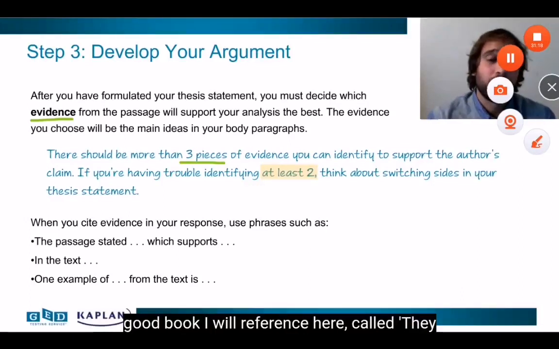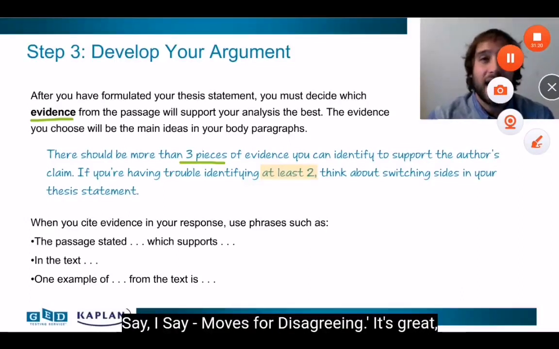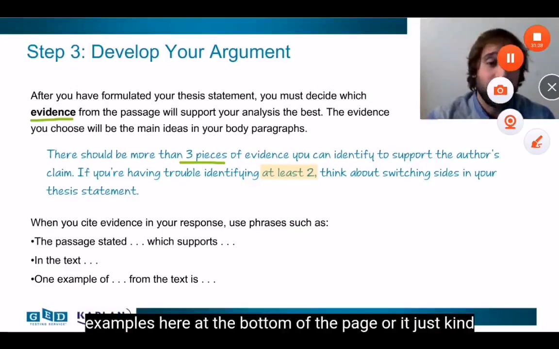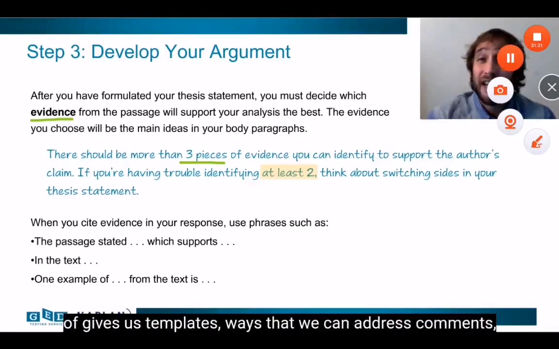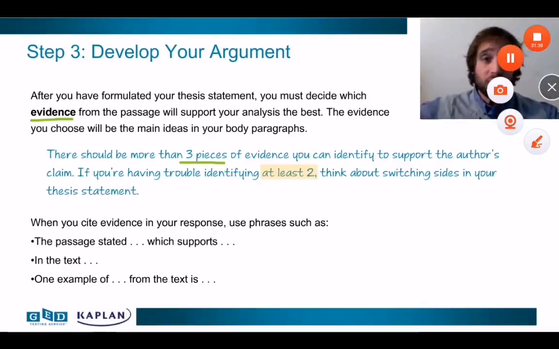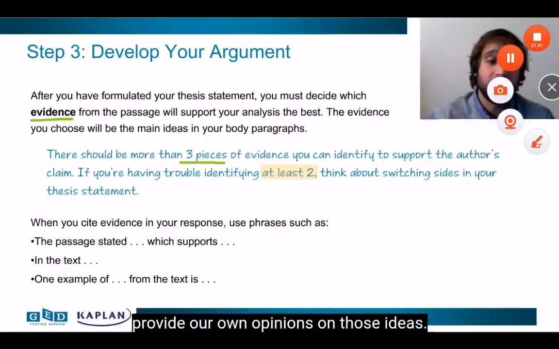Okay, so one of the things I absolutely love is having ready-made sentence structures. There's actually a really good book I'll reference here called They Say, I Say, Moves for Disagreeing. It's great. It's chock full of these types of examples here at the bottom of the page, where it just kind of gives us templates, ways that we can address comments, claims, evidence, and riff on that, right? And provide our own opinions on those ideas.